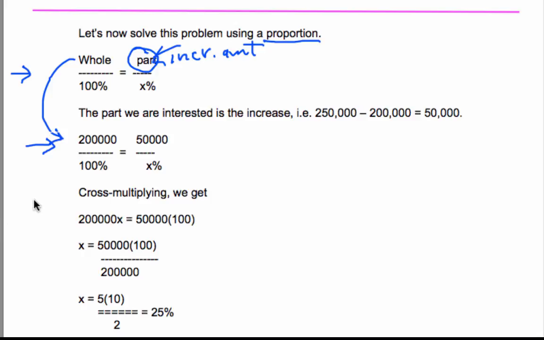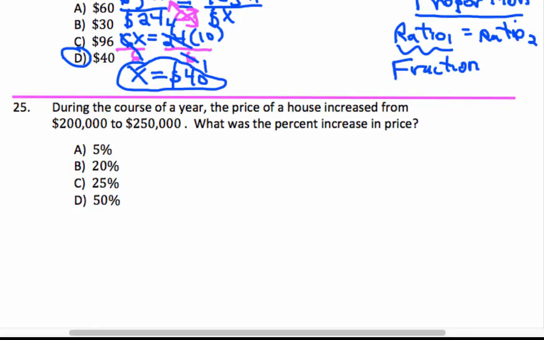So now we have a proportion, we've filled it in, and all we need to do is cross multiply. So you can follow the steps here where we cross multiply, and we wind up crossing out 5 zeros over here, 5 zeros over here, and you're going to be left with 5 times 10 over 2. 2 into 2 goes 1, 2 into 10 goes 5. So we're going to be left with 25%, just like we saw before. And so the correct choice is choice C.